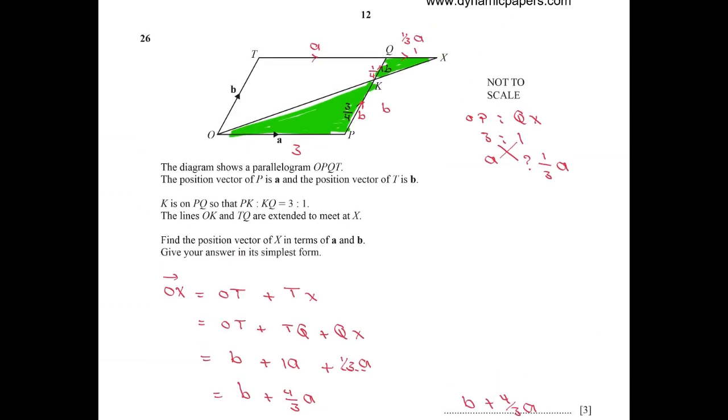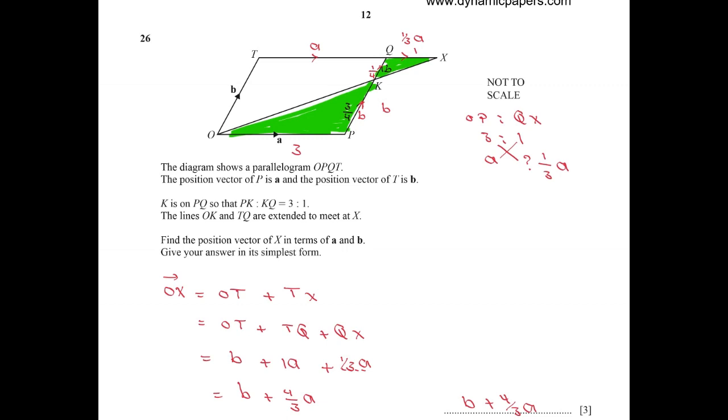A very famous question to find the vector OX. It has different solutions. We pick the easiest one from my view. OX is equal to OT plus TX. OT is equal to B. TX can be divided into two parts, TQ, which is equal to A, and QX.